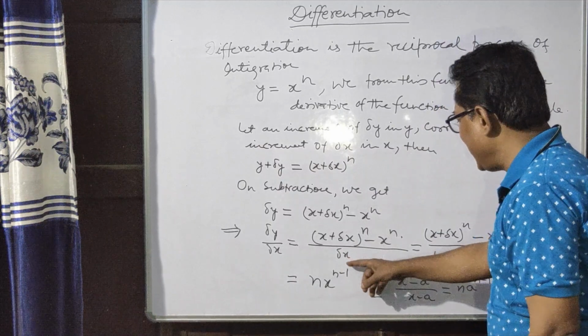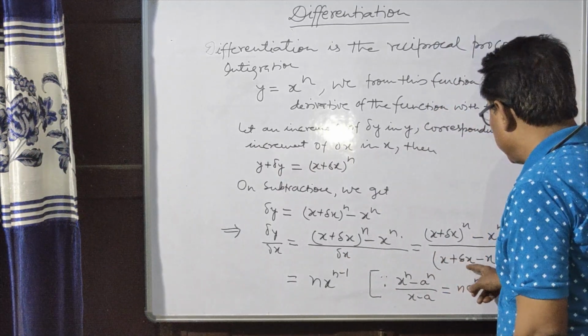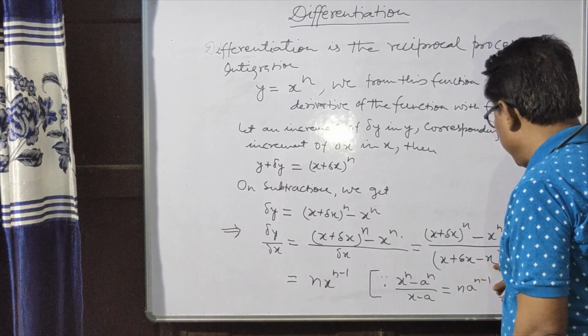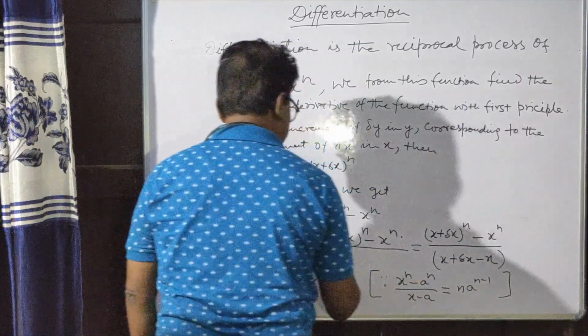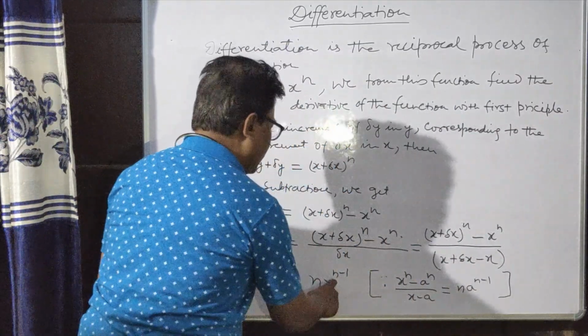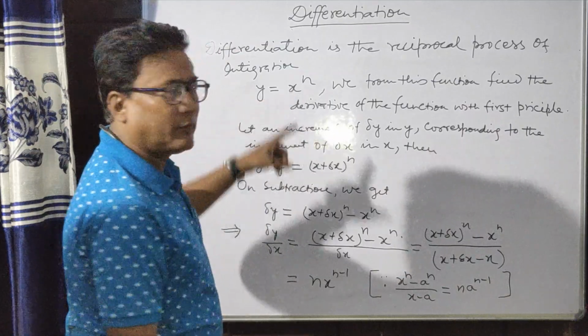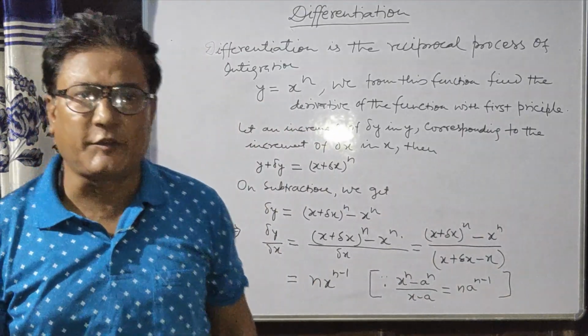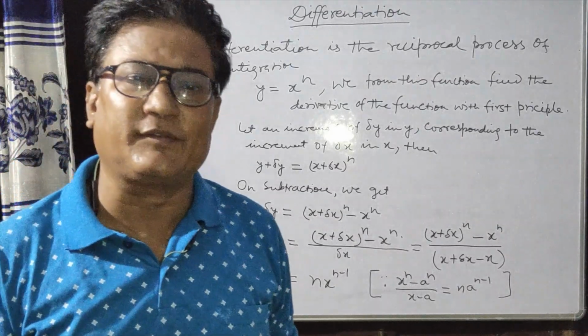This del x will be equal to (x plus del x) minus x, and this would equal n into x to the power n minus 1. This is the differentiation of x to the power n with the help of the first principle. With the first principle, we can find the derivative of any function.